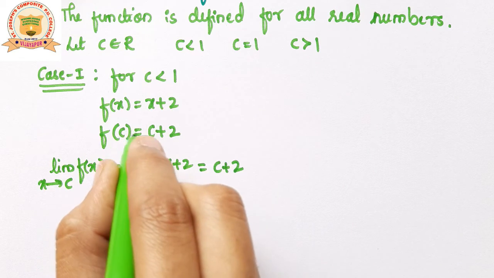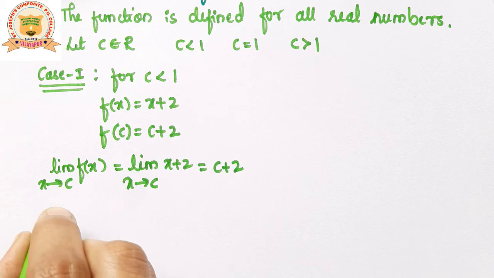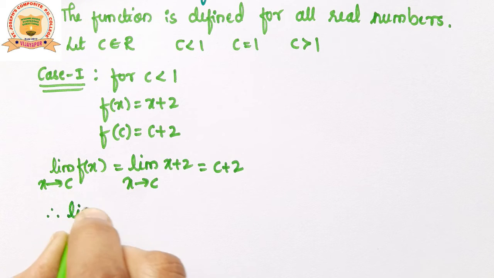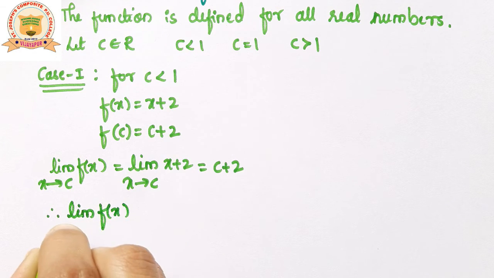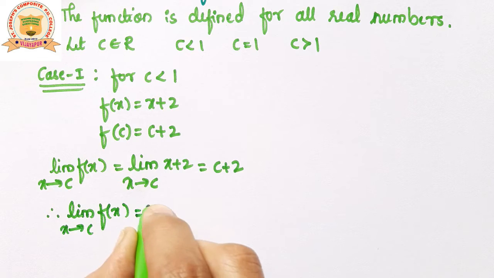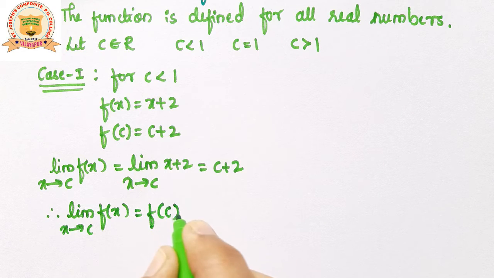f of c is also c plus 2. Therefore, we conclude that limit of f of x as x tends to c is equal to f of c. By the definition of continuity of the given function at a given point, the function is continuous.